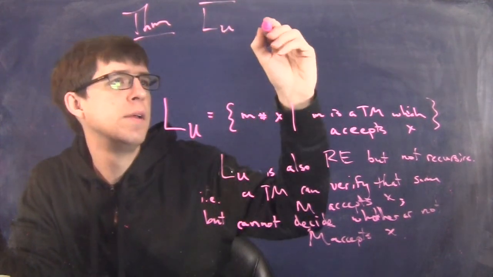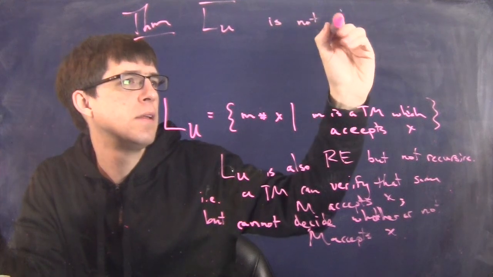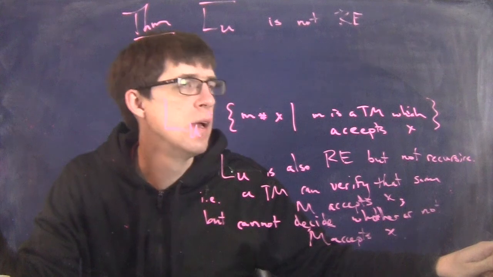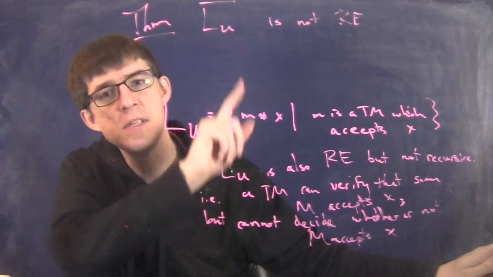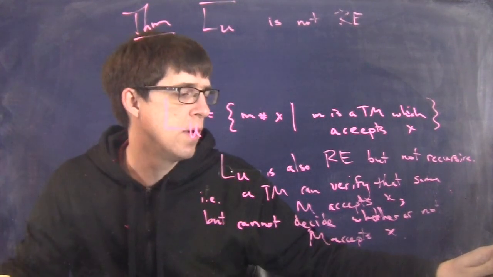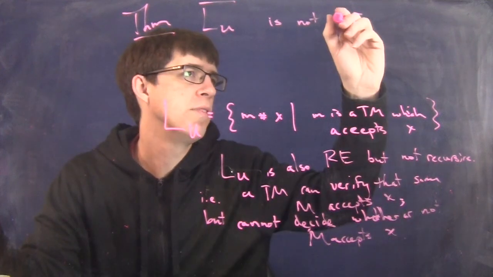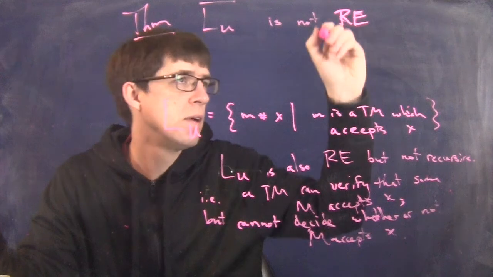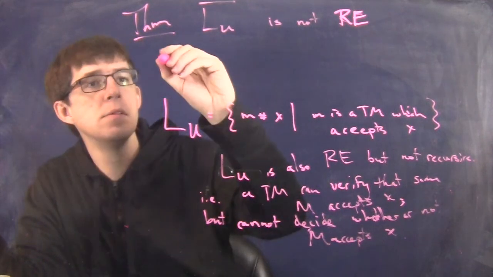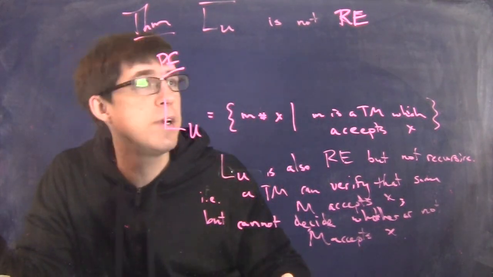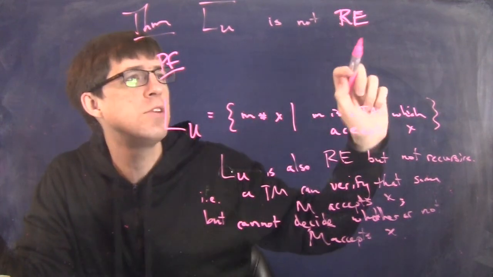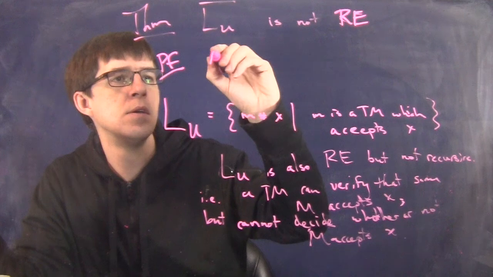LU bar is not RE. This means there is no Turing machine which has this language, even if you allow that machine to have infinite loops. LU bar is not RE. All right, and the proof actually is pretty easy. We're going to do it by contradiction. So assume, what if LU bar is RE?